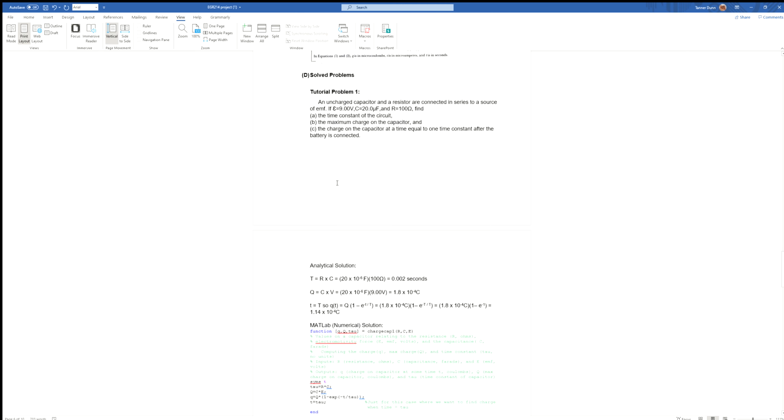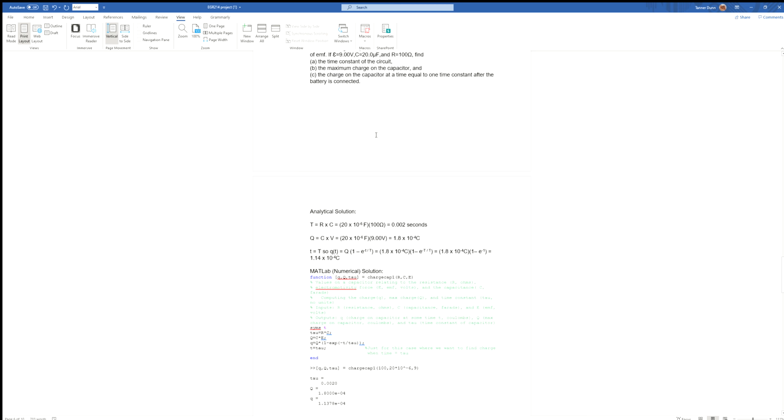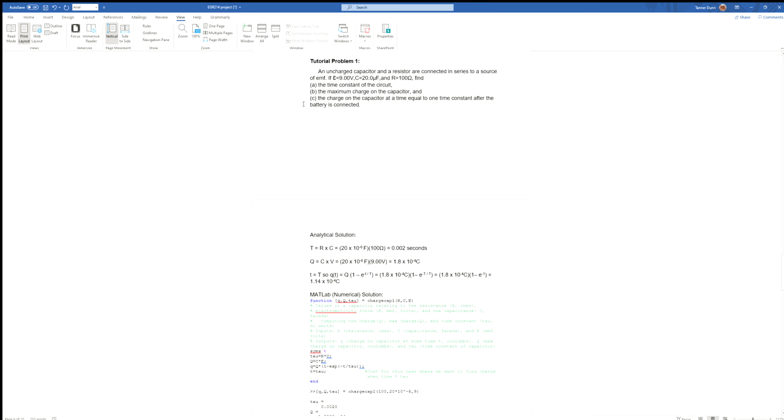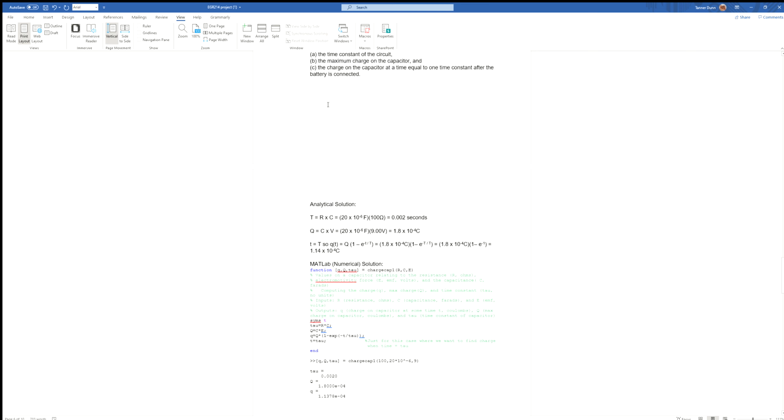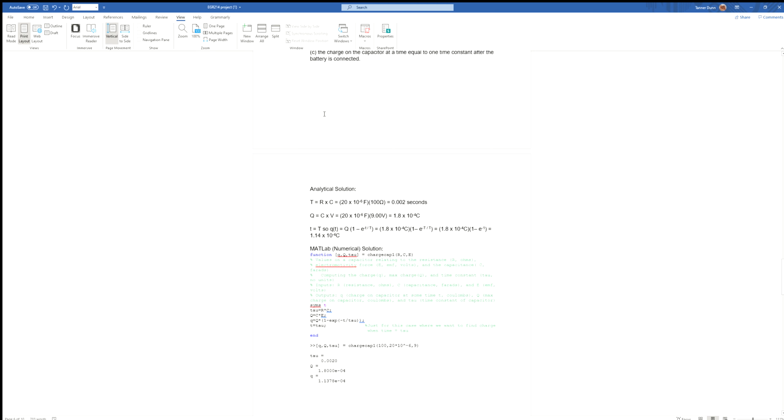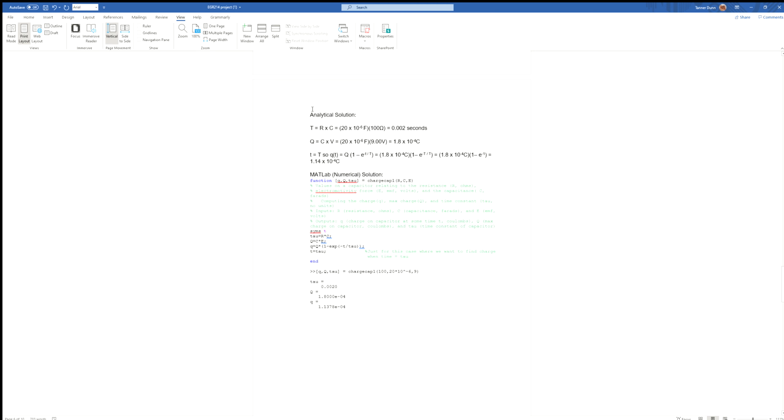Now for tutorial problem 1, an uncharged capacitor and a resistor are connected in series to a source of EMF. If our battery is 9 volts, our capacitor is 20 microfarads, and our resistor is 100 ohms, we need to find the time constant, the maximum charge, and the charge on the capacitor at a time equal to one time constant after the battery is connected.